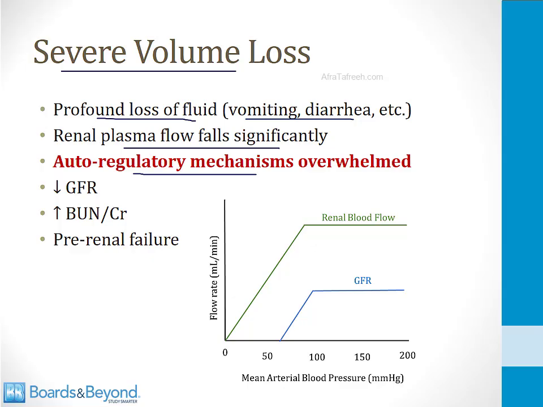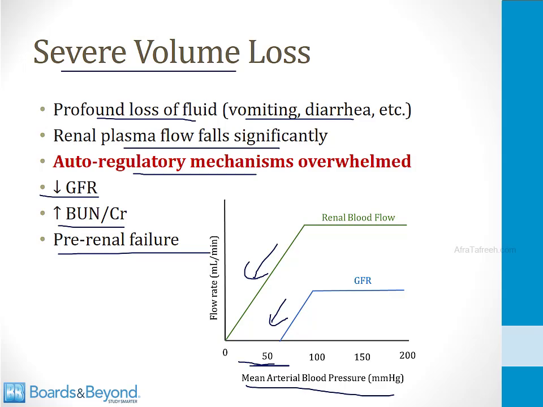hemorrhagic shock. So if you look at this drawing on the screen, when the mean arterial pressure gets very low down in this range, the GFR starts to fall and the renal blood flow falls. The autoregulatory mechanisms cannot keep up at these low pressures. So in this situation, the GFR will fall, BUN and creatinine will rise, and pre-renal failure will develop. So this is often a confusing concept for students. They're familiar with renal autoregulatory mechanisms and they're faced with a question of a patient in shock. You should be aware that those mechanisms aren't going to work in the setting of severe volume loss.